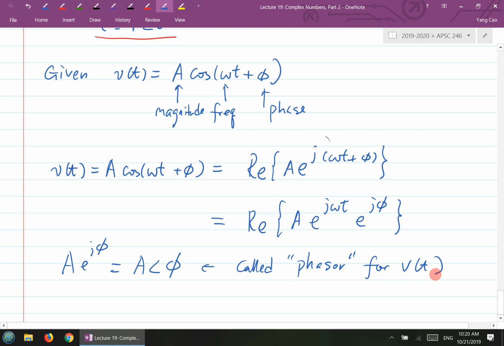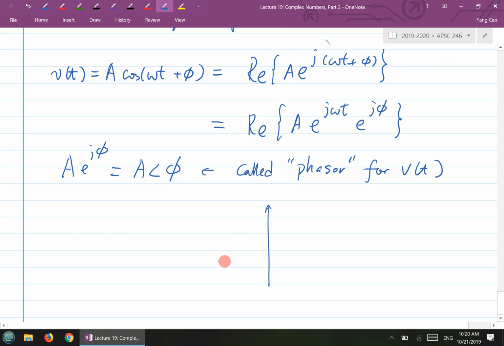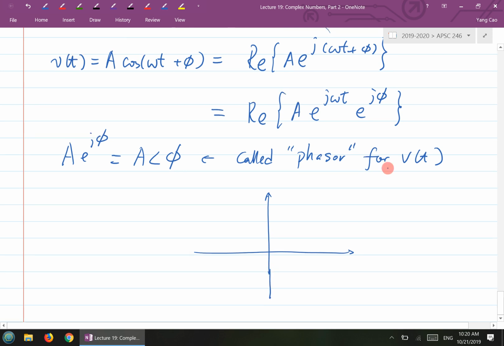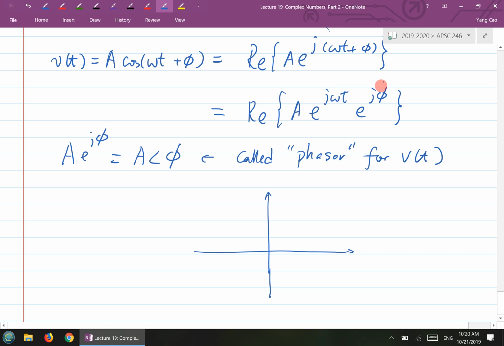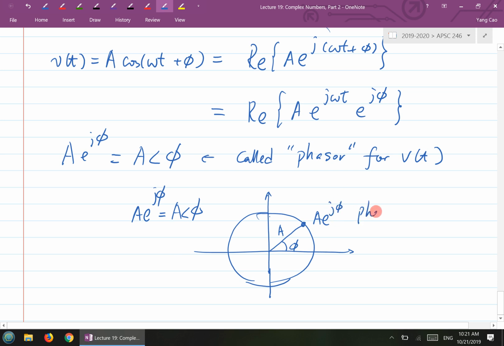Okay. Let me give one illustration. So let's illustrate first what a e^(j phi) is. If I plot this a e^(j phi), basically you find the phi angle, and this is at the amplitude of a. So right here is a e^(j phi). That's called the phasor, right? That's called the phasor. Okay.